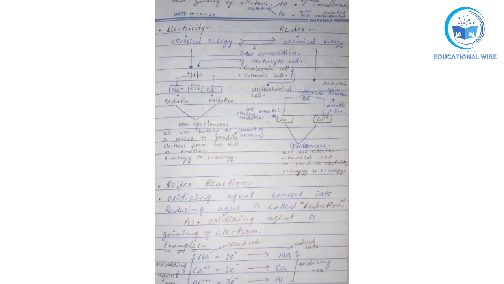Now let's talk about the spontaneous reaction. In a spontaneous reaction, we are having metal. One is metal and second is metallic ion. We have taken zinc and copper over here. Okay. Metal always loses electron and has oxidation, and metallic ion gains its electron and has reduction.